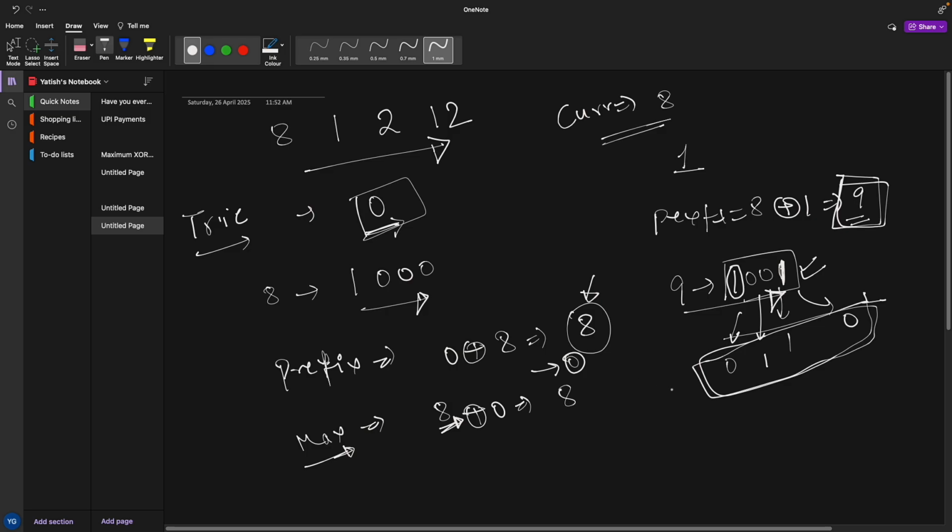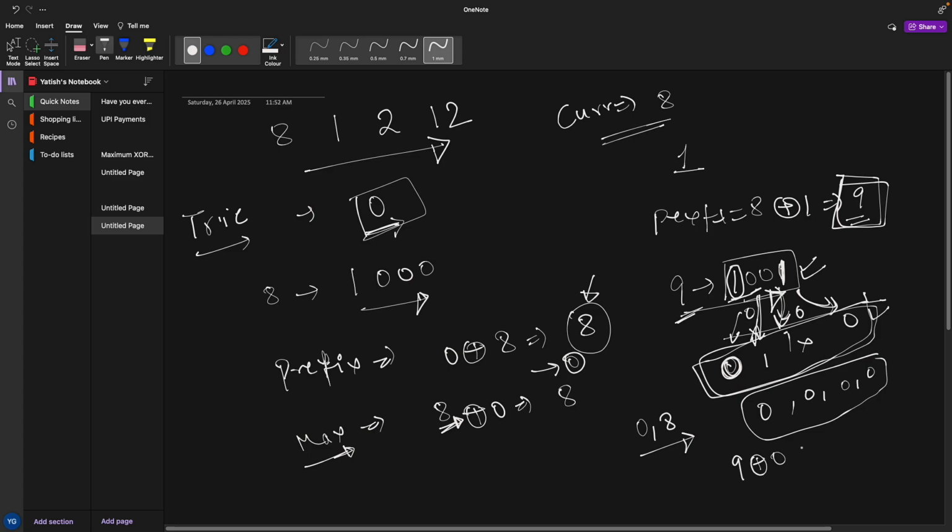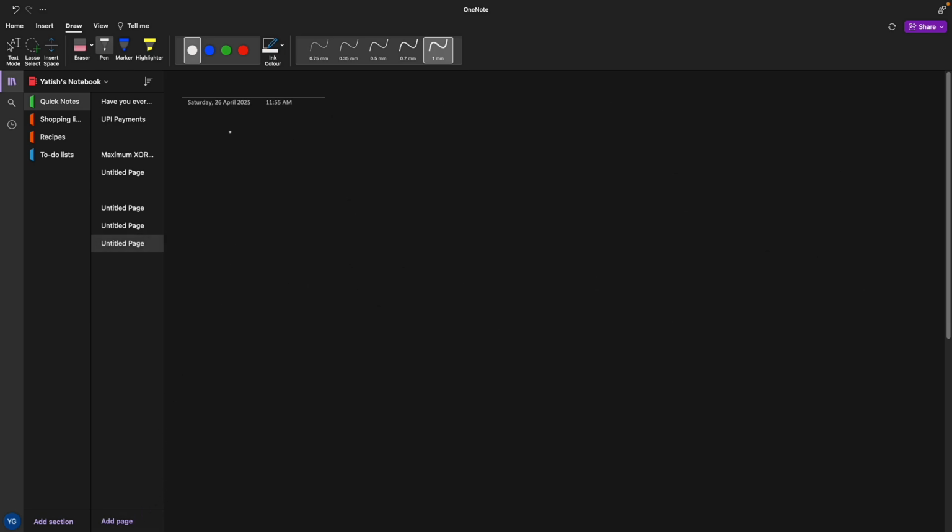In our trie we have 0 and 8. For 1, 0 exists. For 0, 1 does not exist, so I have to go with 0. For this 0 also, 1 does not exist, so I have to go with 0. And for this 1, 0 exists. So actually we find the number 0 for 9. So our maximum possible XOR would be 9, and then we insert this prefix into our trie.